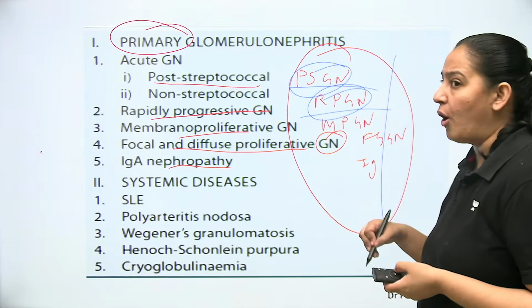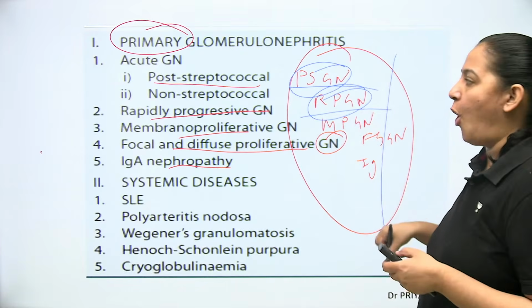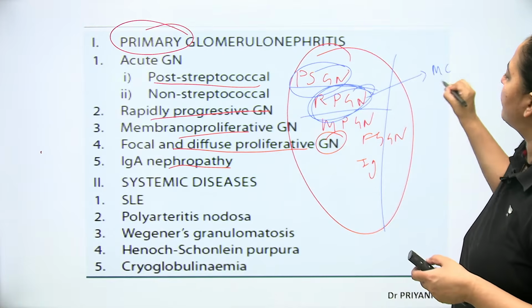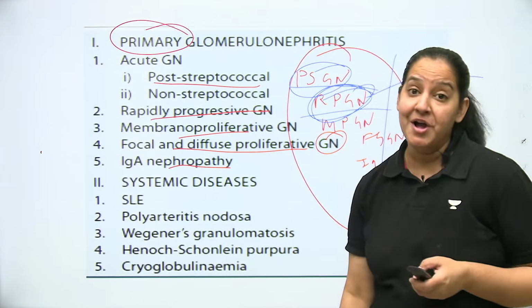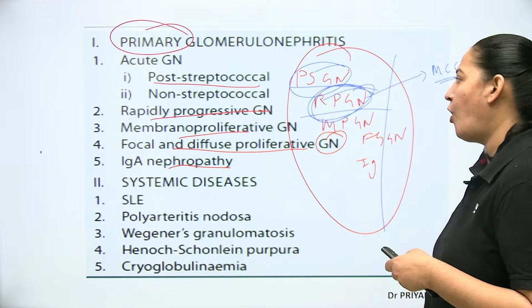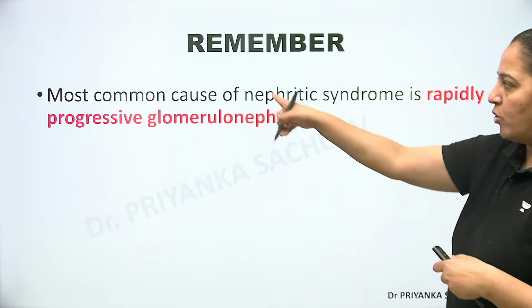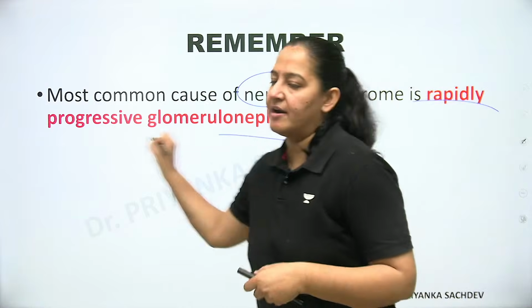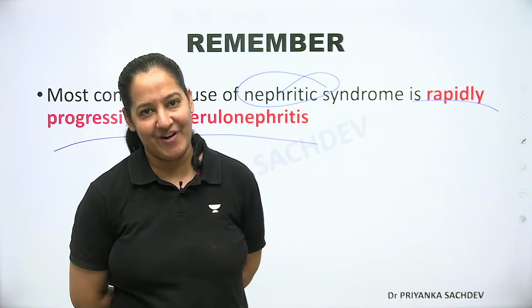If you want to learn all, it's good. If you can't learn all 5, learn RPGN. It is the most common cause of nephritic syndrome. It is the MCQ. The most common cause of nephritic syndrome is RPGN among these 5. This is a very frequently repeated MCQ. Most common cause of nephritic syndrome is RPGN, rapidly progressive glomerulonephritis, also known as crescentic glomerulonephritis.